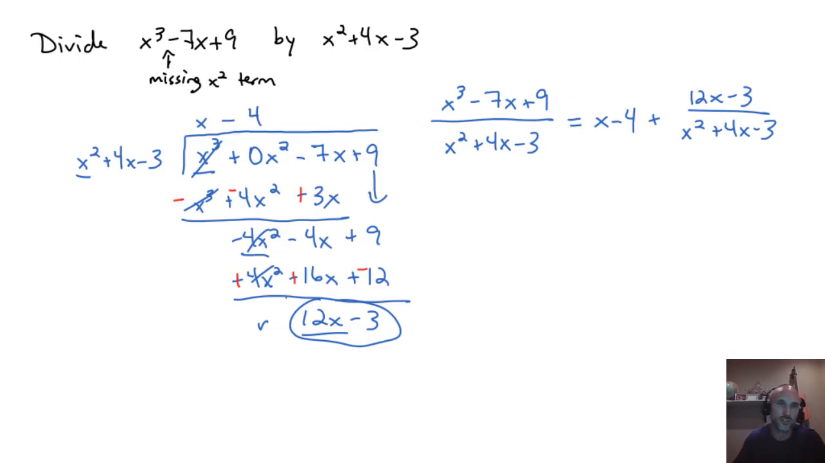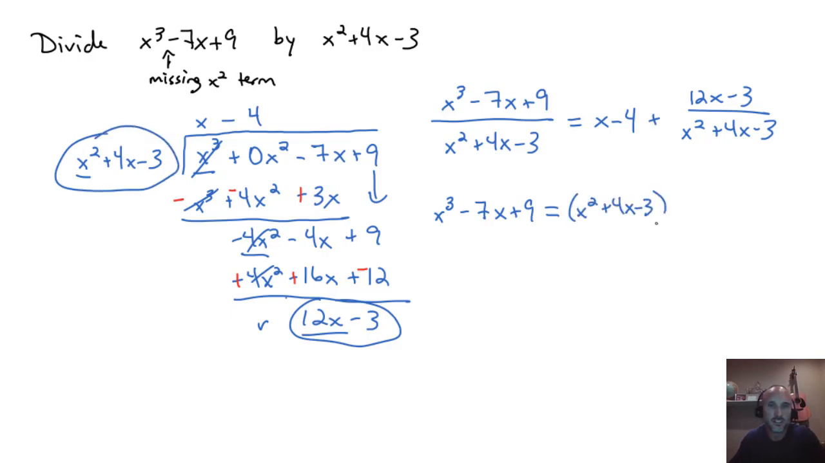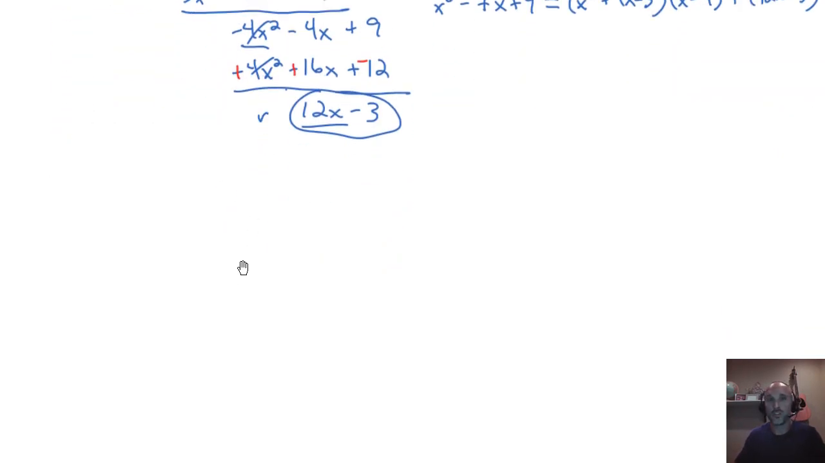That's one result. Or if we choose to focus on how to break down the dividend x cubed minus 7x plus 9, well, it's going to be x squared plus 4x minus 3 times x minus 4 plus what's left over, 12x minus 3 as our remainder. And so there's another example. This time our divisor had 3 terms, but the process is still the same. Let's do one more with more 0 placeholders just so we get confident with that.